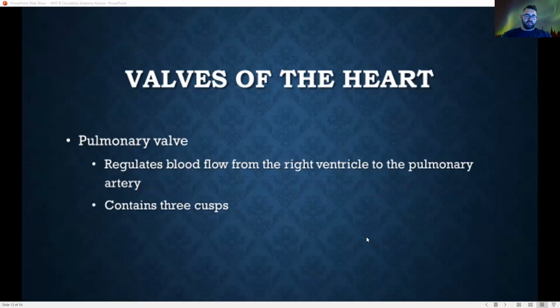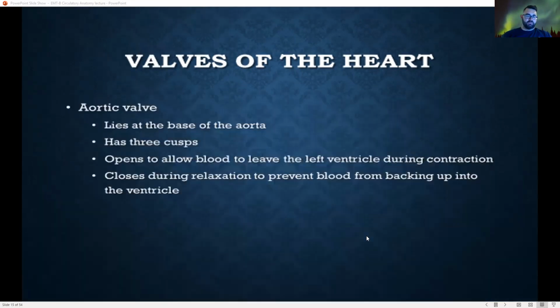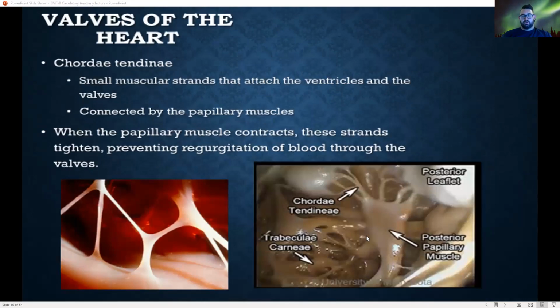So about the pulmonary valve, that has three cusps. He pumps blood into the lungs. So we've already kind of covered that with the drawing, so I'm not going to beat you to death with that. So continuing on, we do have things called the chordae tendineae. These are the small muscular strands that attach to the ventricles and the valves. They're connected by papillary muscles, and when they pull, it causes the heart to expand and contract, expand and contract. As it expands, when it contracts back together, is when it squishes blood out. And when the papillary muscle contracts, these strands tighten, preventing regurgitation of blood through the valves. You do not want blood to go back the way it's not supposed to. Do not want that to happen.